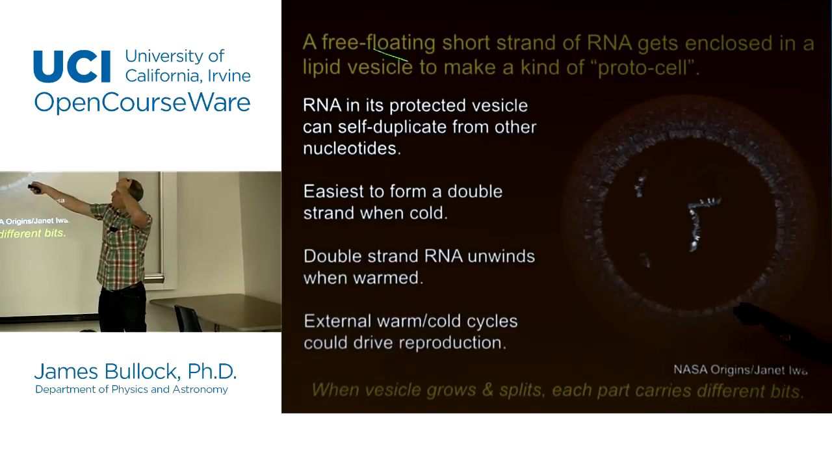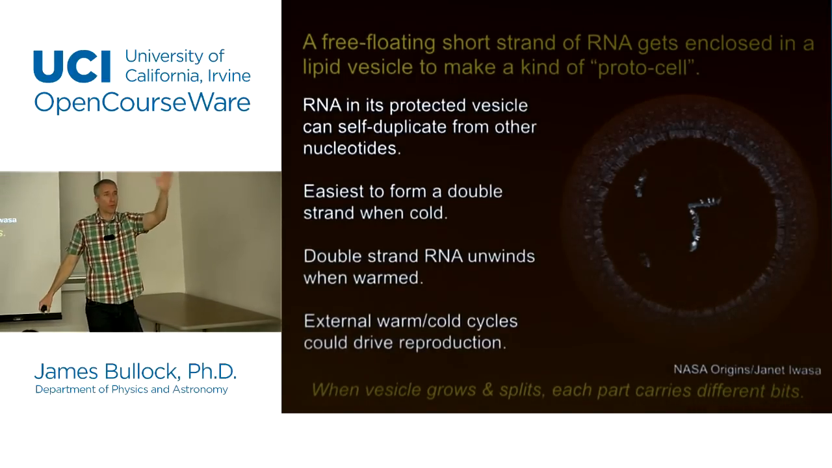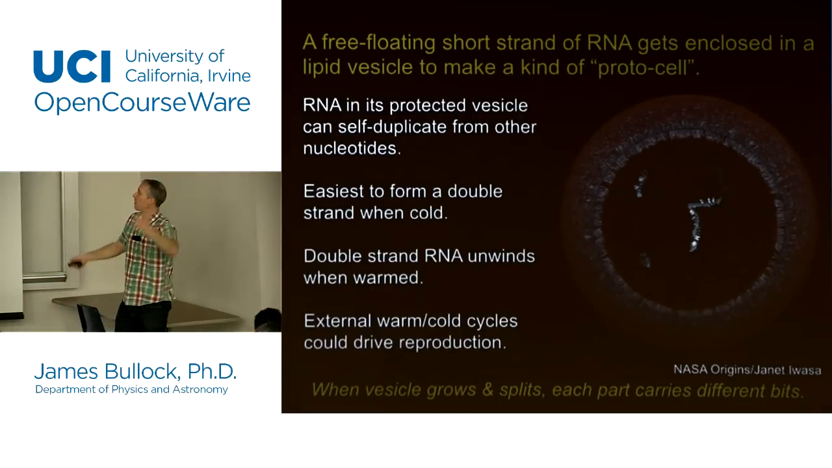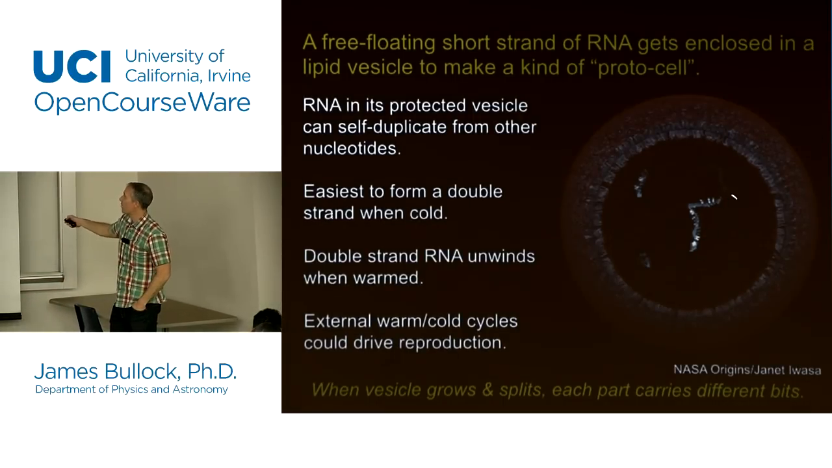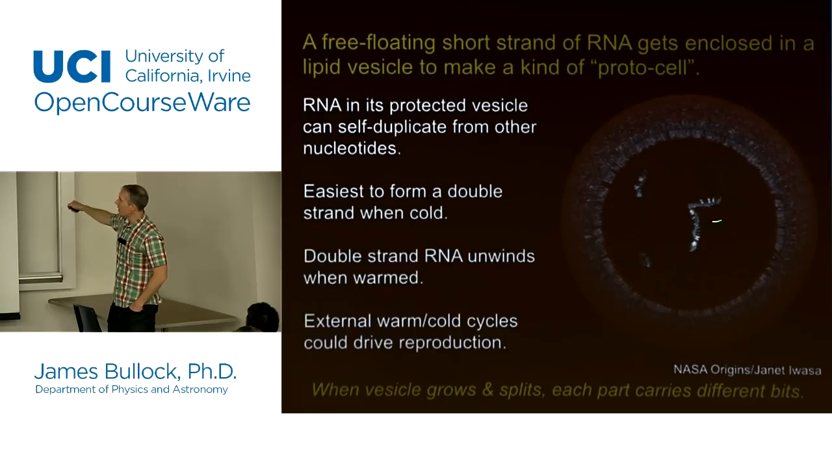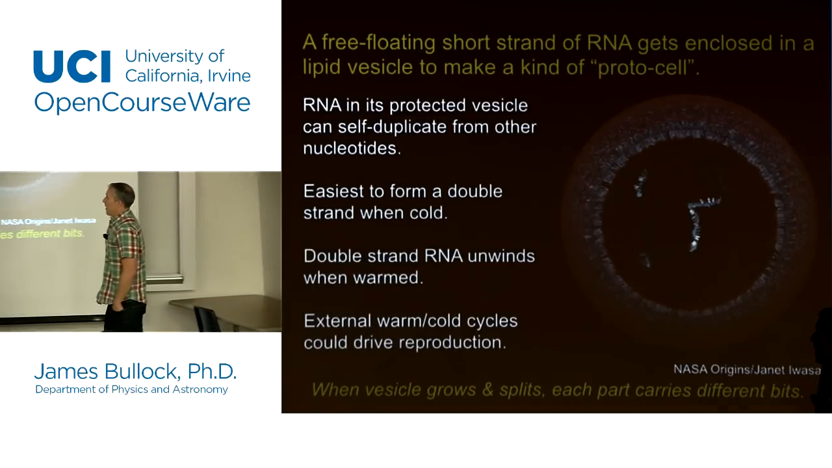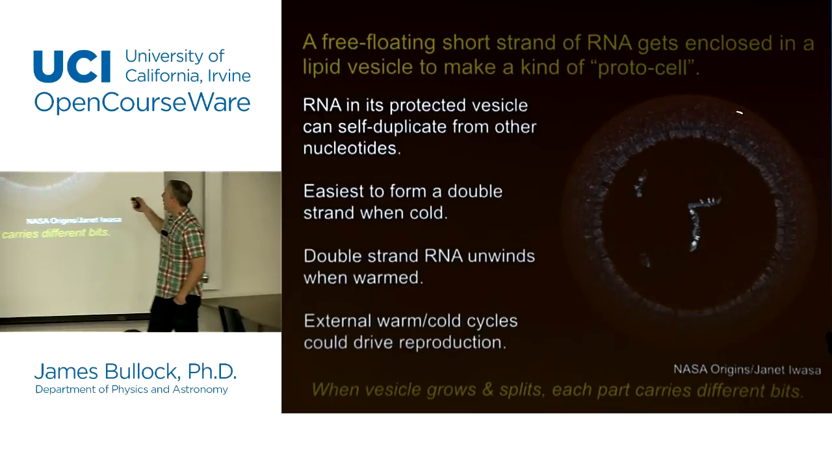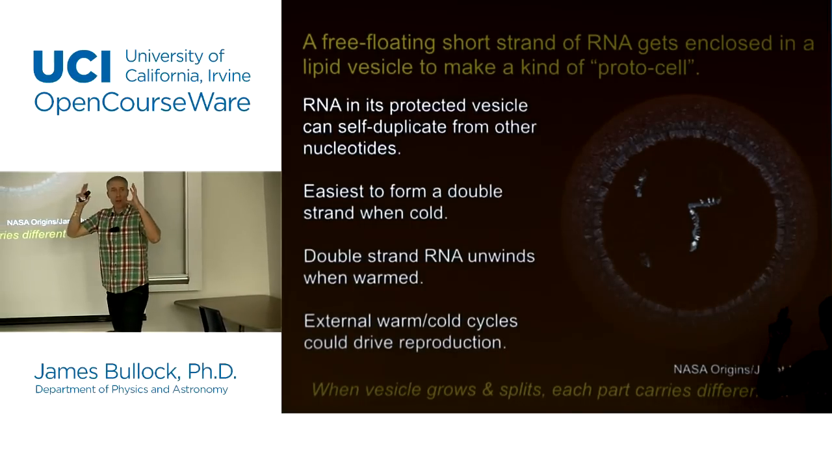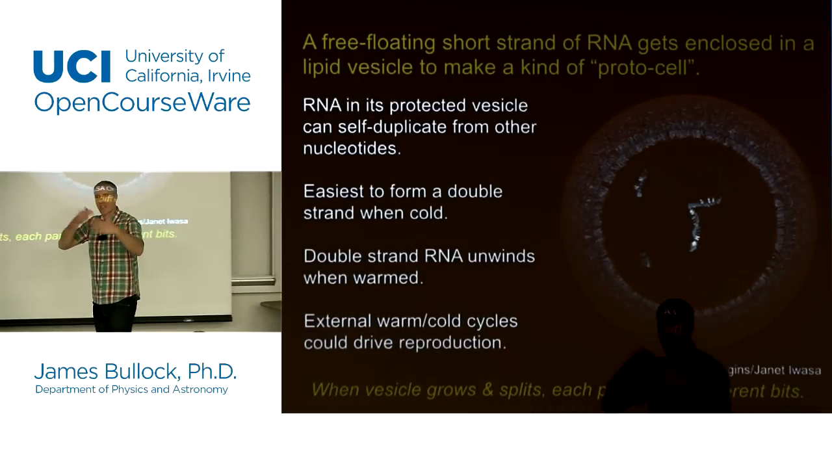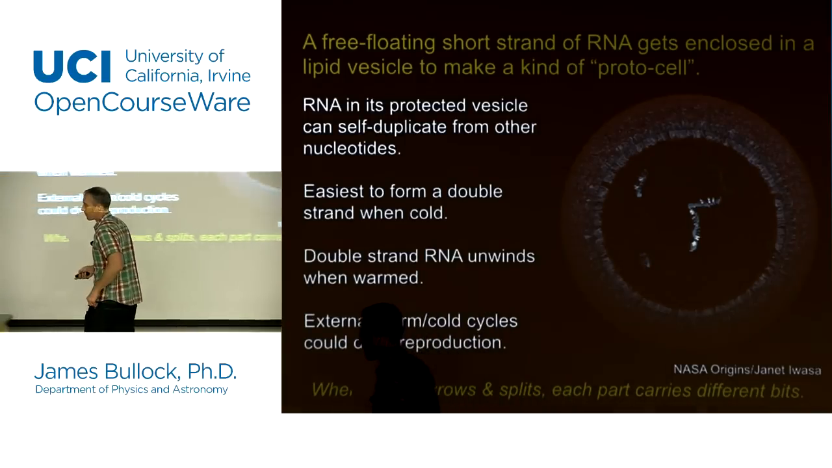So you could imagine that if you were to create these RNA strands, a free-floating RNA strand could find its way into one of these lipid cells, just sort of these bags. Then the RNA is now protected, okay, and it can self-duplicate from other nucleotides that might be floating around in here. And so, if at some point this thing splits apart, you would have some early version of replication. So these are the ideas that people are throwing around.